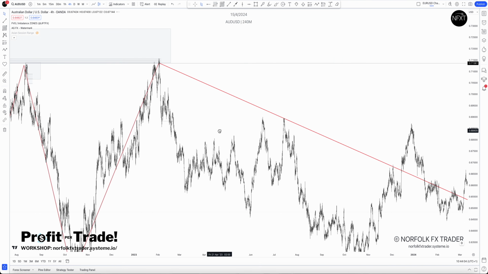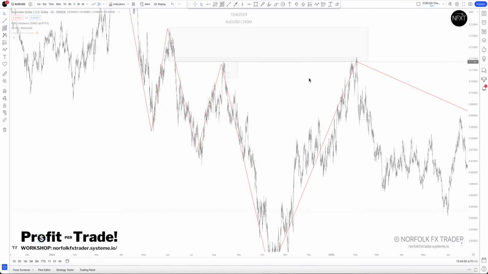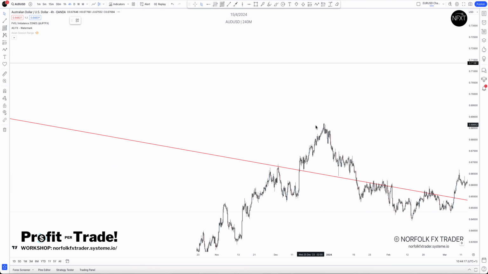Was it on this first bit or this bit? Let me just double check, so it's not showing up. Okay, so it's right here. So let's mark that off as a 4-hour sweep, and then we can find out when we go down.